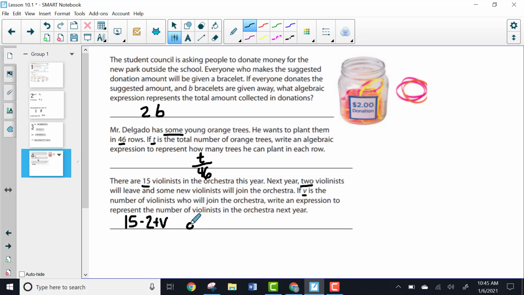Or, if we just want to have one constant and one variable, we know we have 15 and that 2 have left. We can figure out, not too difficult, 15 minus 2 is going to be 13. Then we still have new people joining, which is V, so it's going to be 13 plus V. That would be another way to write it out. Either of those would work for that problem.